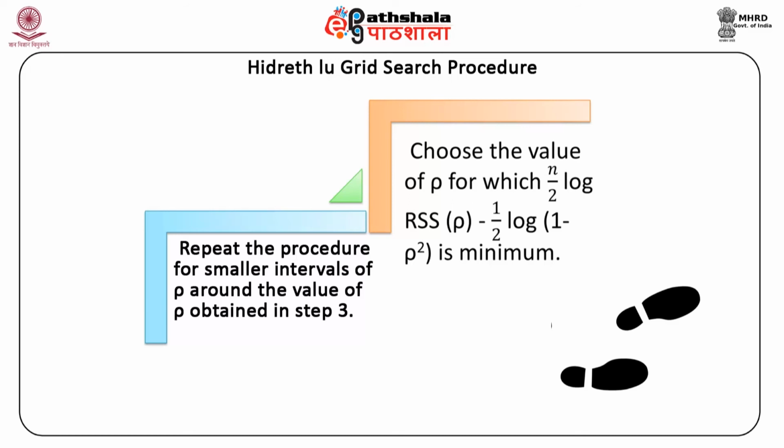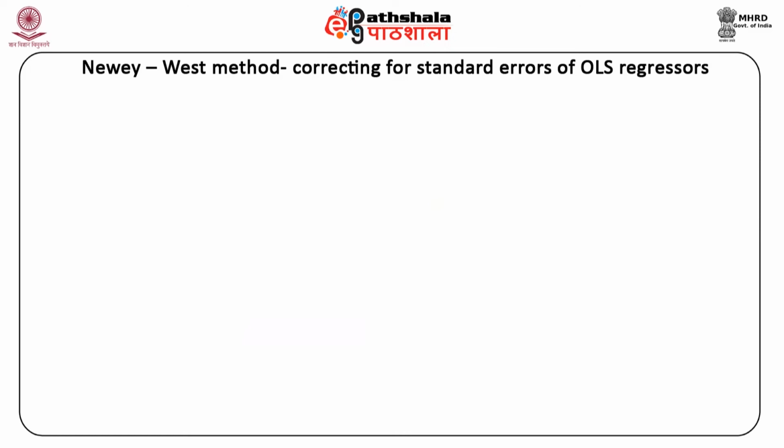It may be pointed out though that the FGLS estimators are not unbiased, but they are asymptotically more efficient than the OLS estimators of an AR(1) model. But if the regression model includes lagged dependent variables or exhibits higher order autocorrelation, then the FGLS estimates are neither unbiased nor consistent. We have another method known as the Newey-West method, which corrects the standard errors of OLS estimators.